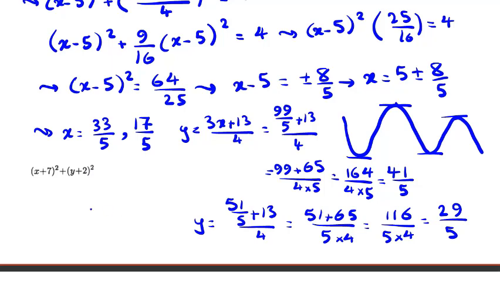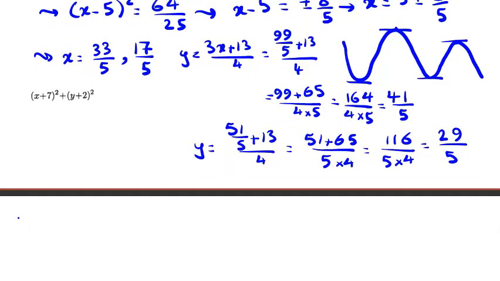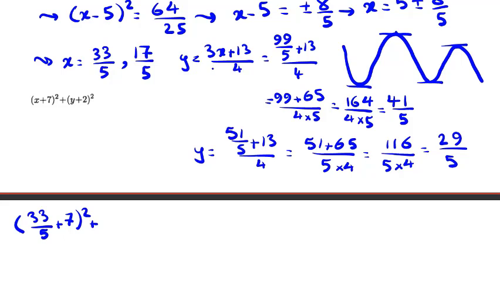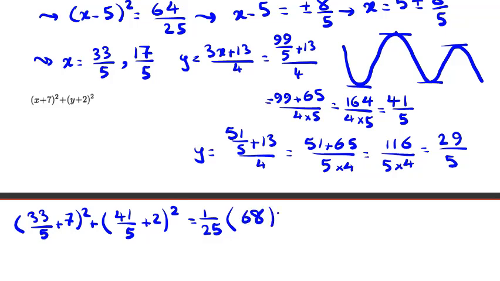So let's replace. The first one, if we want to replace, x plus 7 will be 33 over 5 plus 7, squared, plus the corresponding y for this case, 41 over 5 plus 2, squared. So it will be what? 1 over 25 times (33 plus 35, which is 68) squared, plus (41 plus 10, 51) squared.